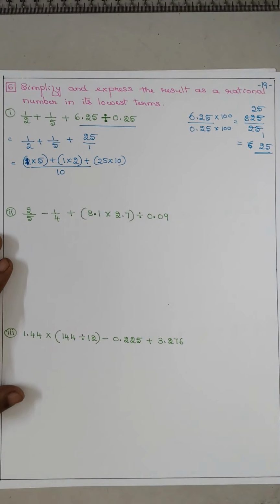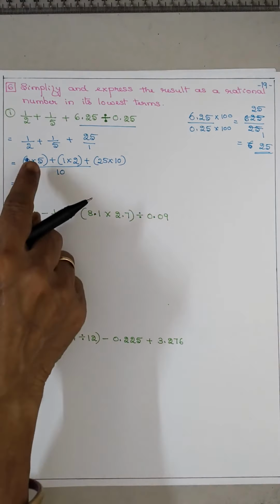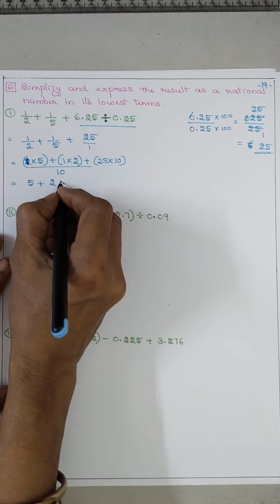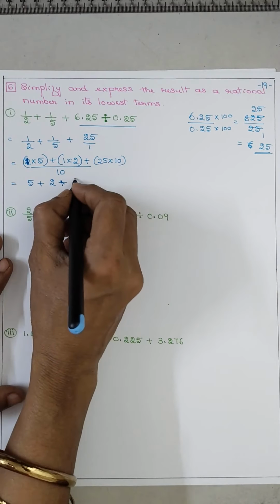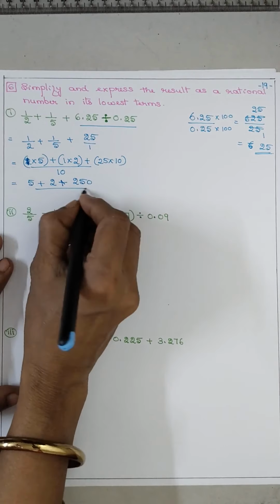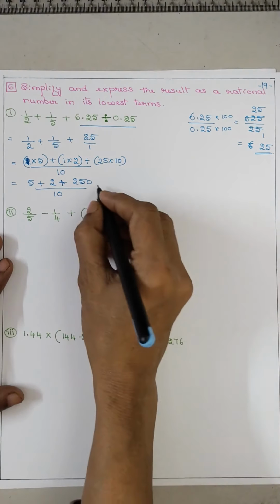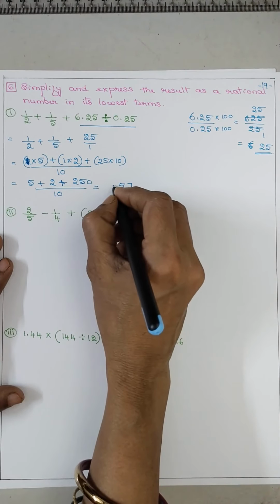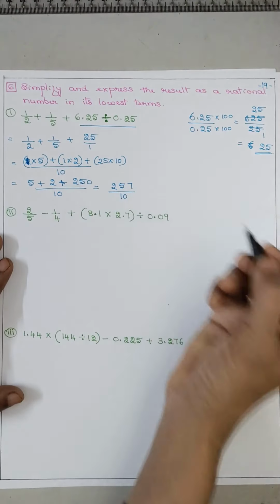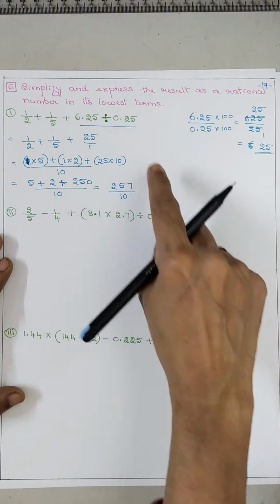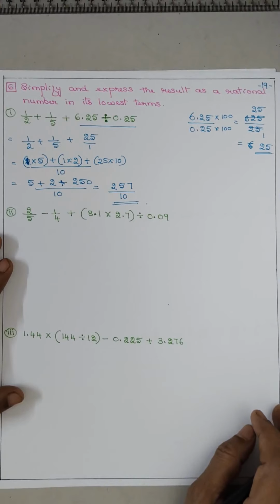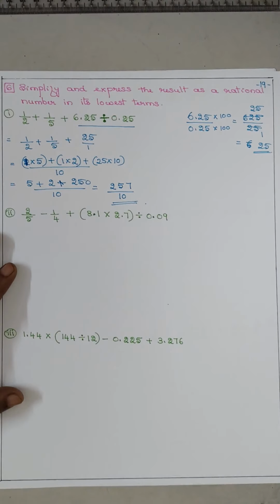Do you remember? Second lesson, operations on rational numbers. Now it will be 5 ones are 5, 1 twos are 2, 25 into 10, 250 upon 10. Now add 5 to 0, 7, 5 and 2 upon 10. So the rational number p by q in the lowest form. So this cannot be simplified. So this is the lowest form.